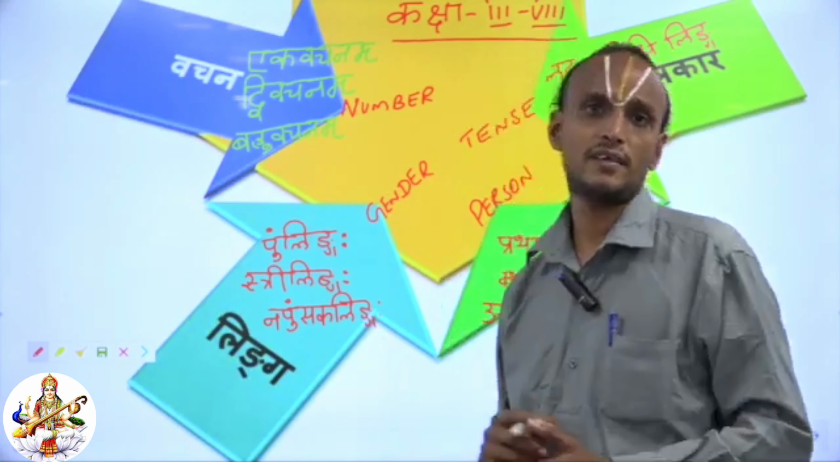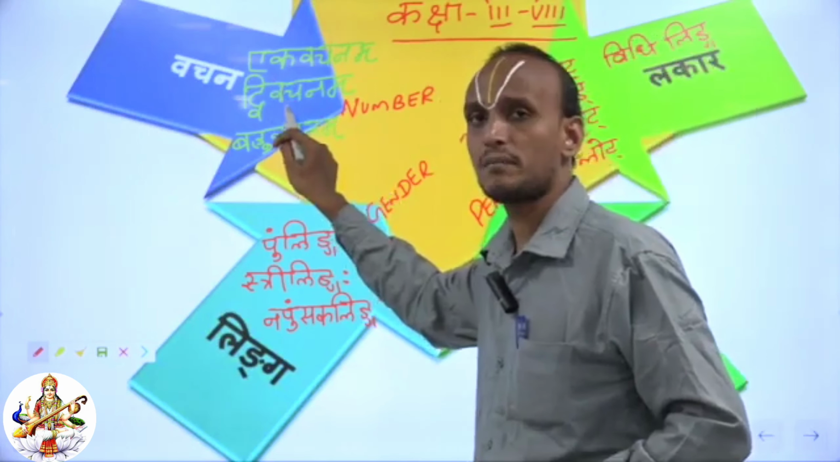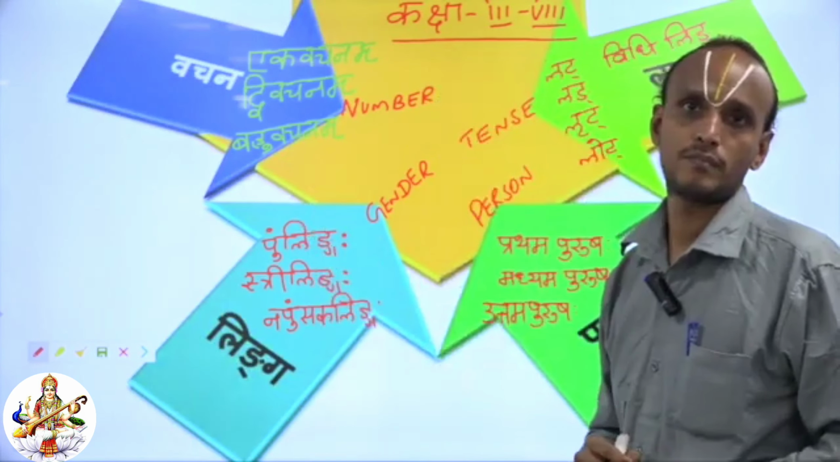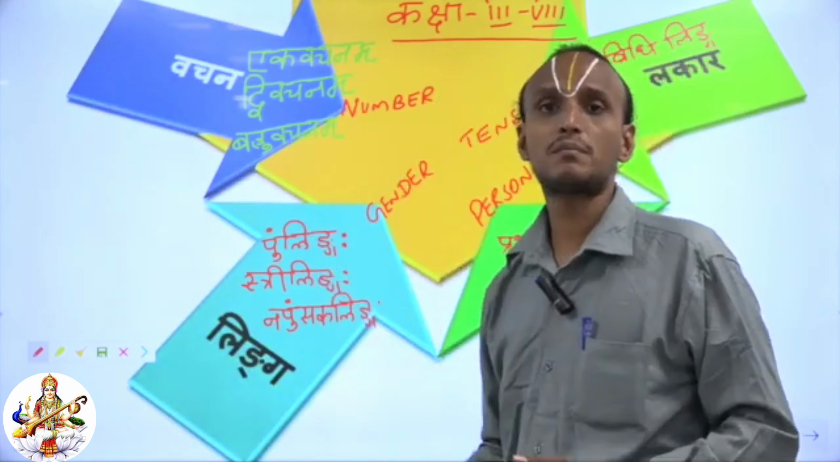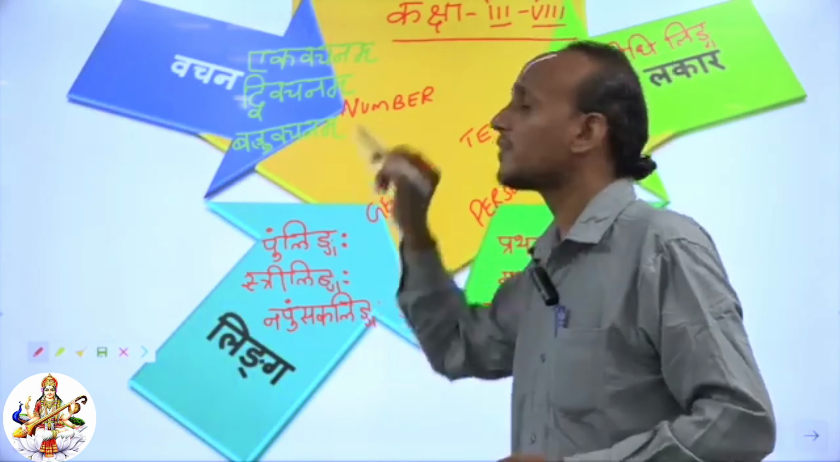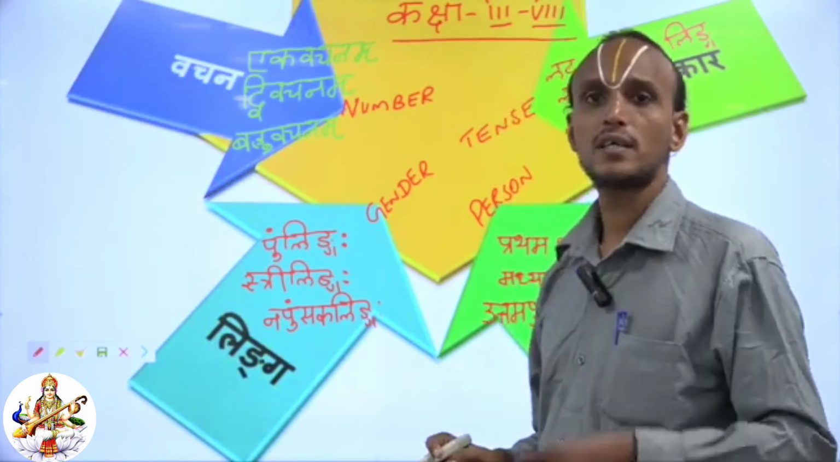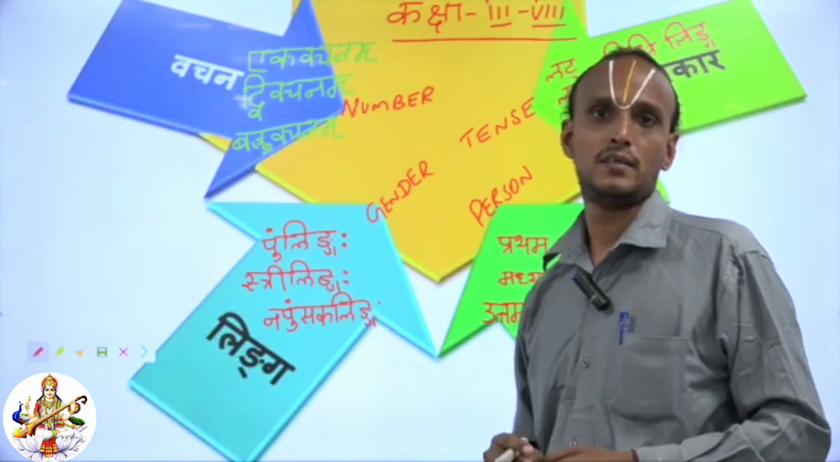Trini Vachanani. Eka Vachanam, Dvi Vachanam, Bahu Vachanam. What is meant by Eka Vachanam? Eka Vachanam means singular. Dvi Vachanam means dual. Bahu Vachanam means plural. Okay?